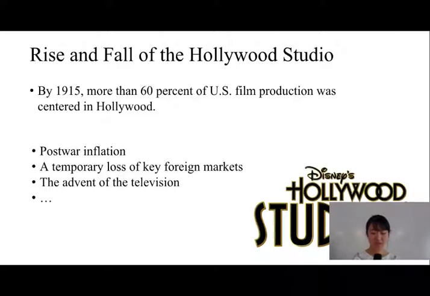During the golden age of Hollywood, the major studios controlled every aspect of the movie industry, and the films they produced drew crowds to theaters in numbers that have still not been surpassed. The late 1930s and early 1940s are sometimes known as the golden age of cinema. However, post-war inflation, a temporary loss of key foreign markets, and the advent of TV and other factors combined to bring that rapid growth to an end.